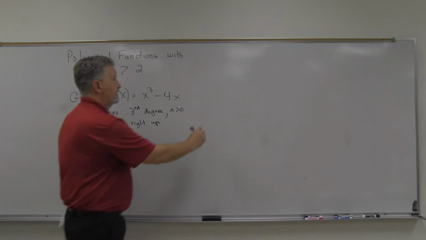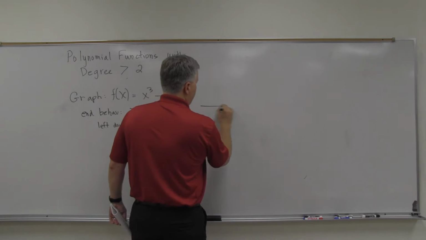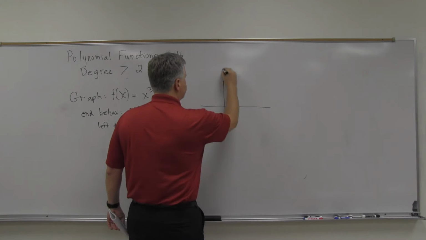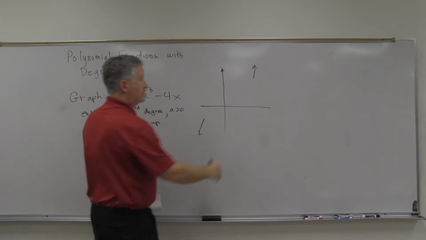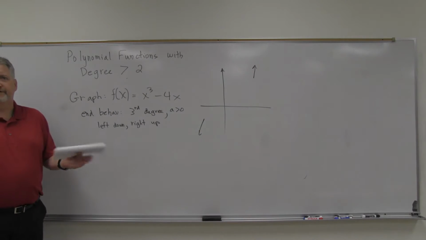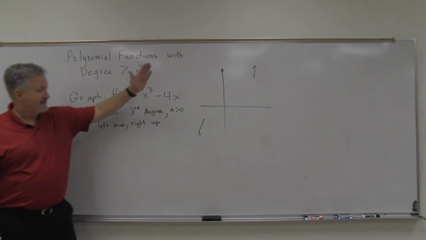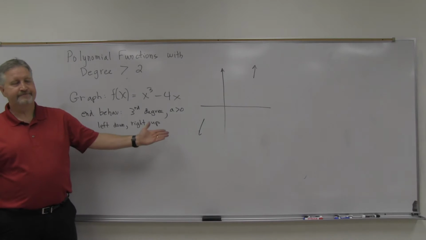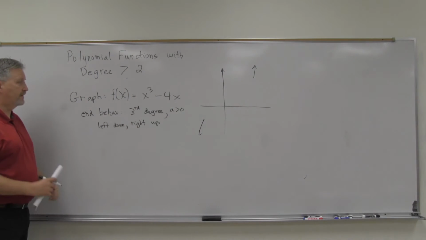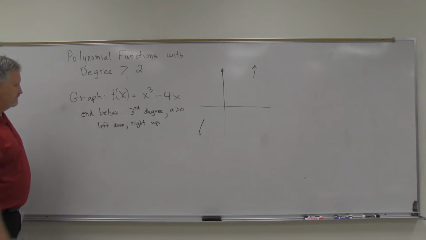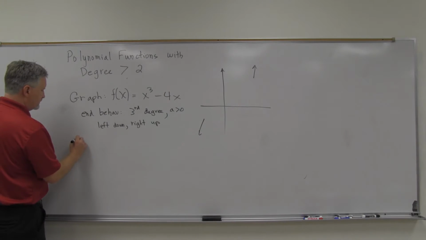Okay, so when we get to graphing this, the left end will be down, the right end will be up. So we know a pretty good chunk of the graph right there, because as you go out this way, it's down and the right end is up, so you go out that way. All right, so what else are we going to do? Well, let's also get the intercepts.